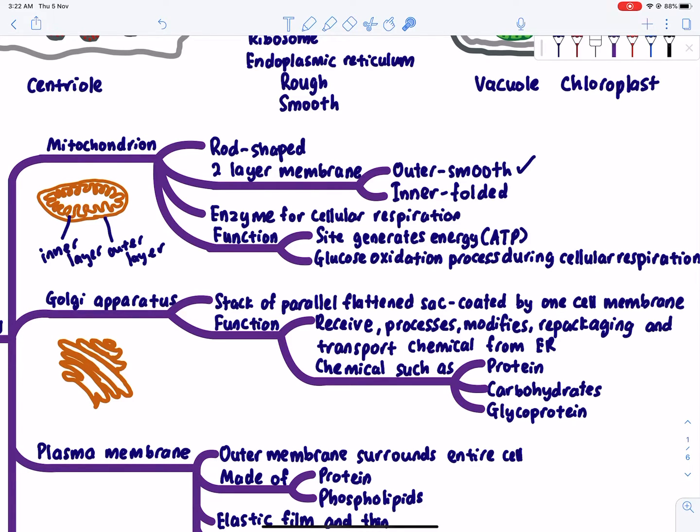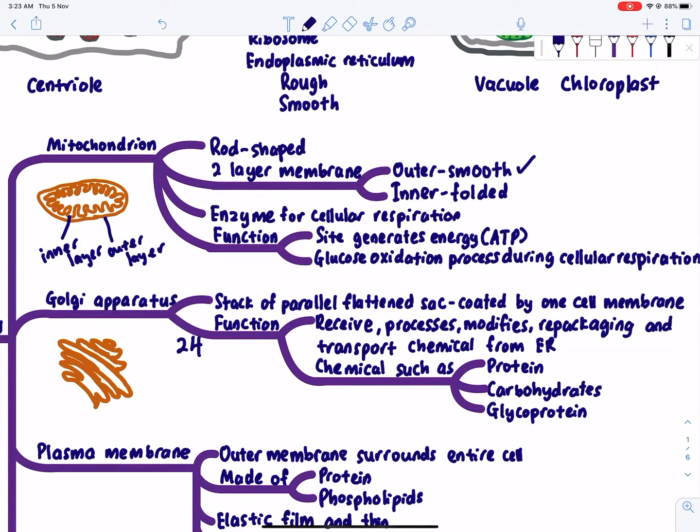Hopefully you understand. Now we move to the second component of the cell, the Golgi apparatus. Golgi apparatus: stack of parallel, flattened sacs coated. All this information actually comes from the textbook, where you can read it. If you like, you can use the textbook to refer to what I'm trying to explain to you. This one is on page 24.